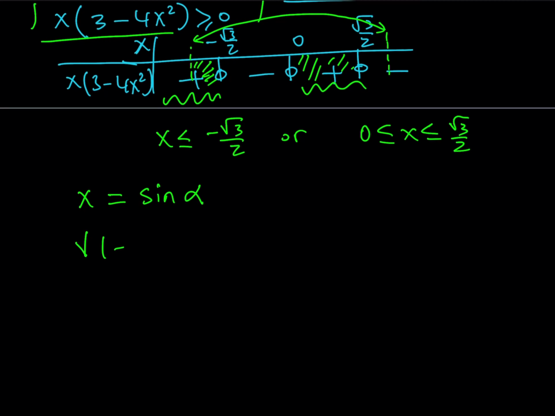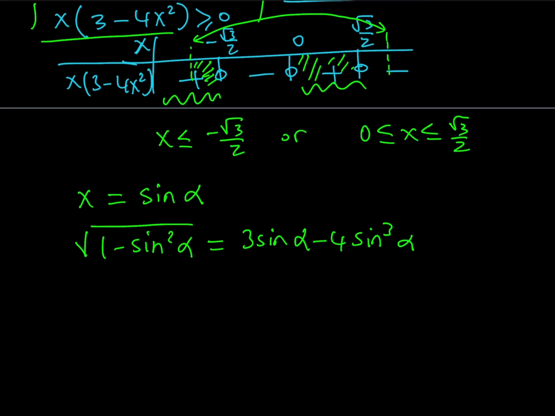It's going to give me 1 minus square root of 1 minus sine squared alpha, and on the right-hand side 3 sine alpha minus 4 sine cubed alpha. Of course, the substitution that I use here is not only because of 1 minus x squared, but also because there's something nice on the right-hand side.